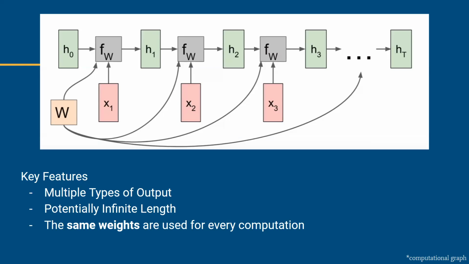It does not need to only give out one value or a series of values. It can be very, very flexible. There's multiple different types of recurrence. It can also, in theory, run infinitely long. It just takes a lot of memory. And the really, really cool bit, actually, is that it uses the same weights for every single computation.